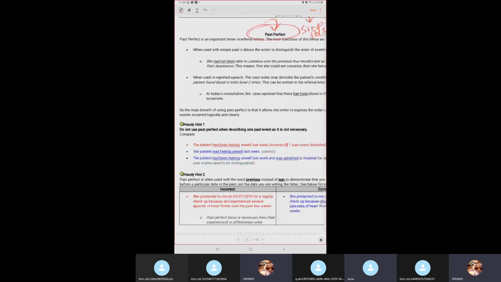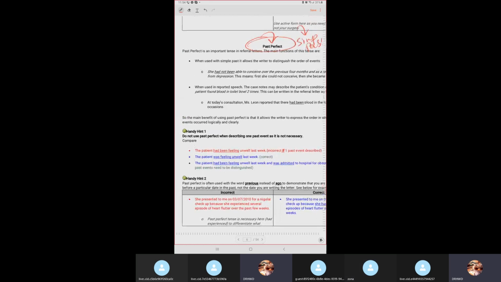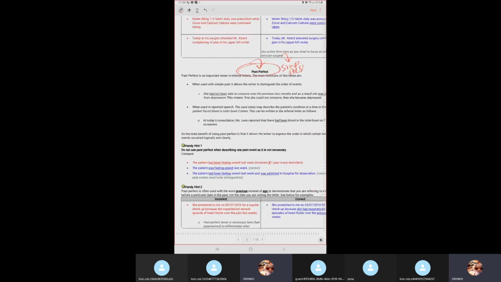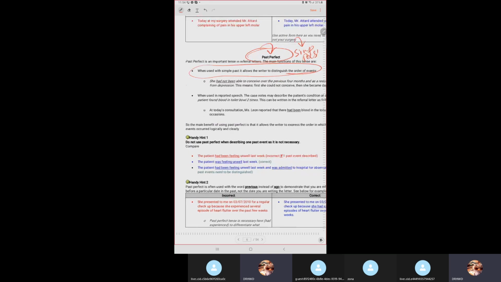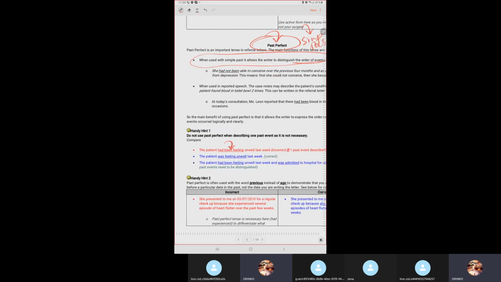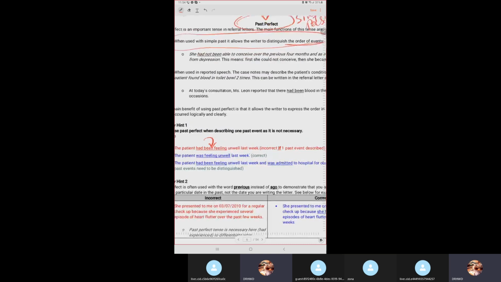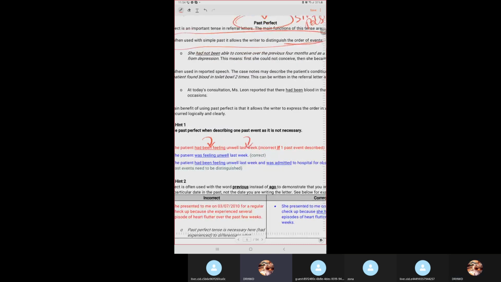Now you see, I'm just going to look at this. I hope you can see the screen. I'm just going to go through this one, right? So this one says, when used with simple past tense, it allows the writer to distinguish between the order of the events, right? So here, the patient had been feeling unwell last week, right?